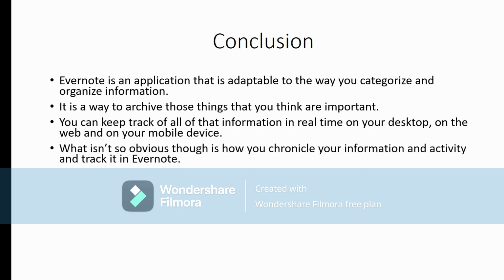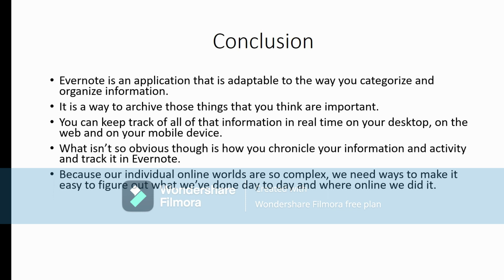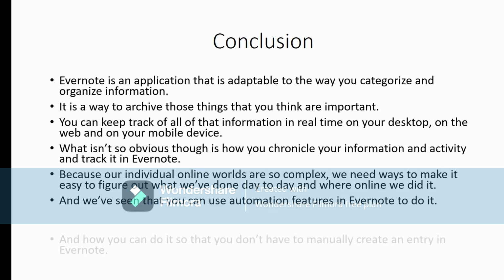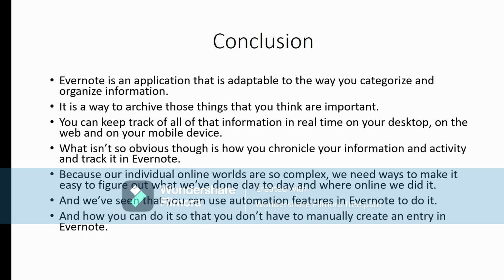Now, what isn't so obvious though is how you chronicle your information and your activity and also track that activity in Evernote. Now, because our individual online worlds are so complex, we need ways to make it easy to figure out what we've done day to day and where online we've actually done it. And we've seen in this course that you can use automation features in Evernote to do that, and how you can do it so that you don't have to manually create an entry in Evernote.